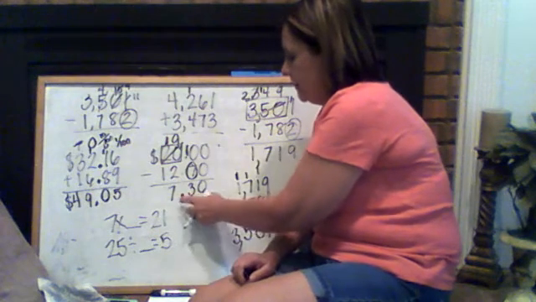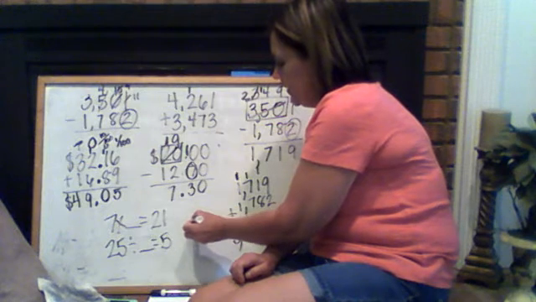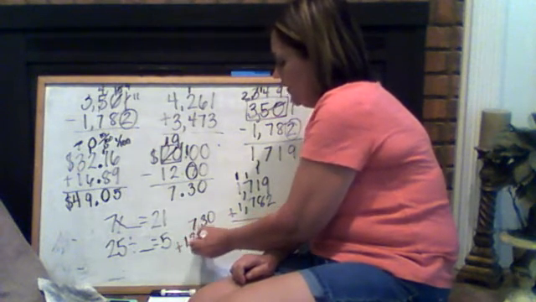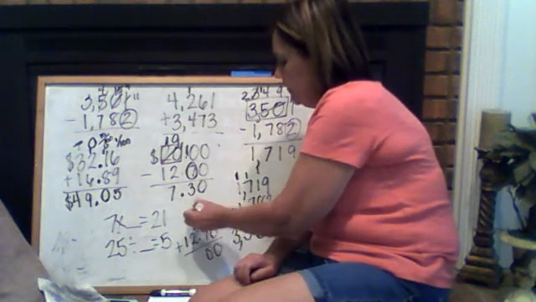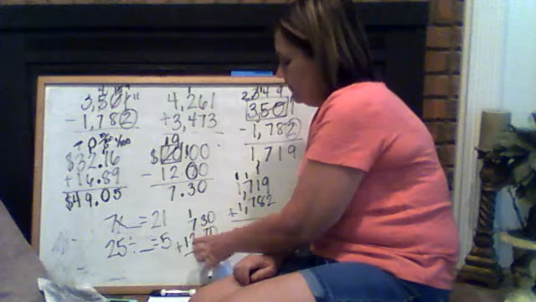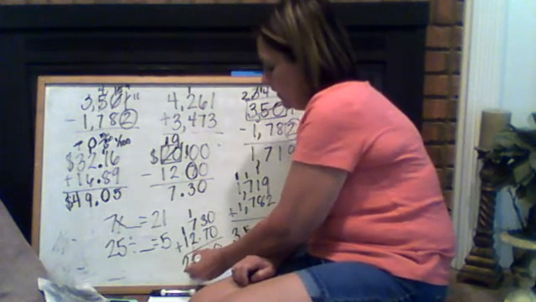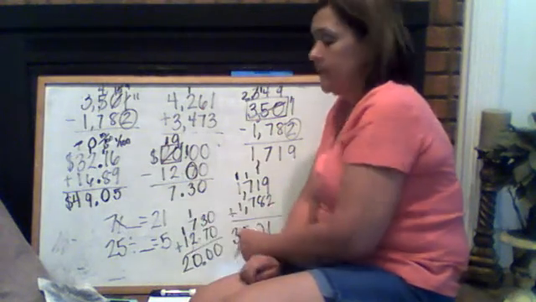If I add my difference and my subtrahend, I should get $20 in my minuend. So $7.30 plus $12.70. 0, 0, carry the dollar. 1 plus 7 plus 2 is 10. Carry the $10. 1 plus 1 makes 2. So I am correct. Okay?